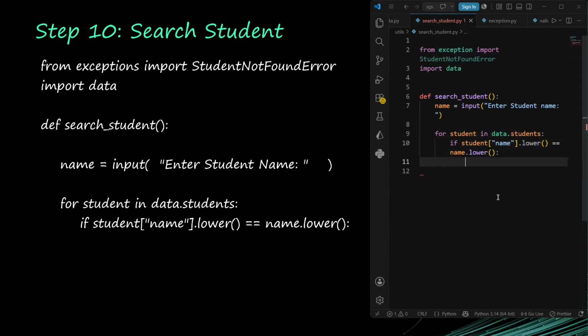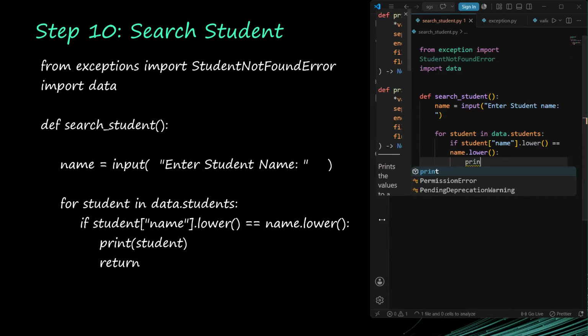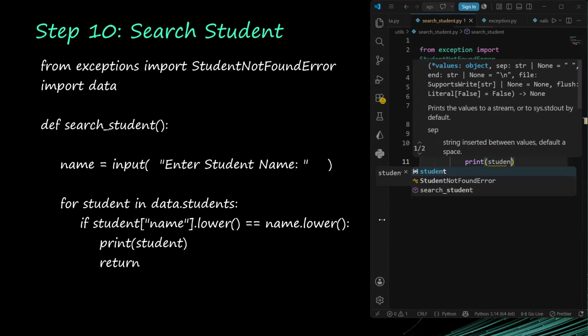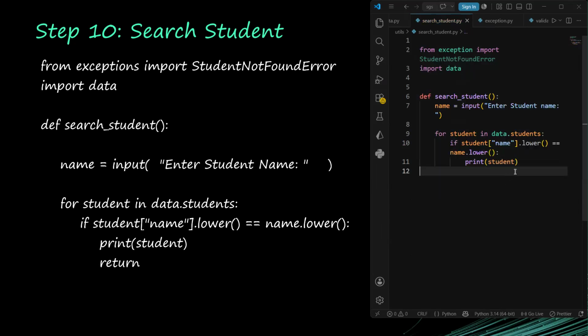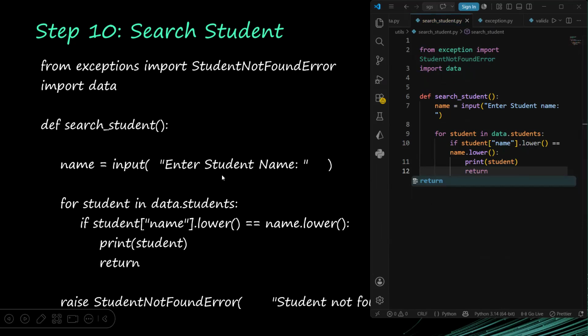And if that is the case, what do we want to do? We want to print the student. You can do better than this. In this case, I just want to print the student, and after printing it, I want to return from this function.